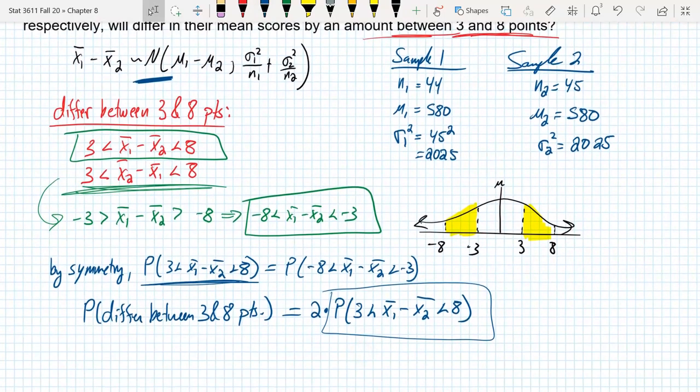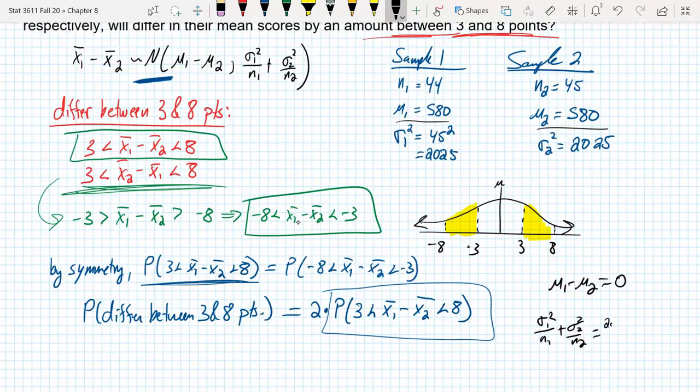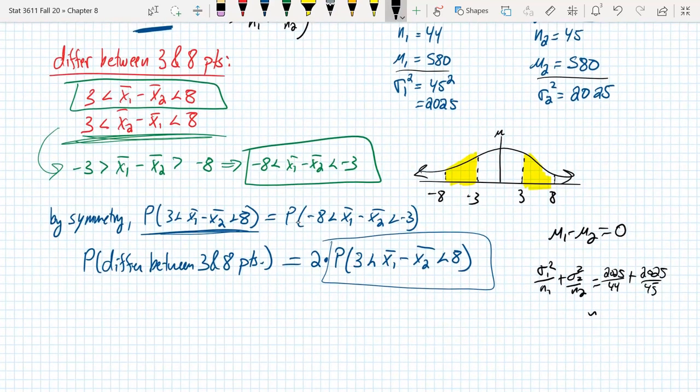Okay, so what do I need to know here? I need the parameters of my normal distribution. So what is mu1 minus mu2? Well, those are the same values, so that's 0. And then what is the variance going to be here? What is sigma 1 squared over n1 plus sigma 2 squared over n2? So this is going to be 2025 over 44 plus 2025 over 45. And that is approximately equal to what?